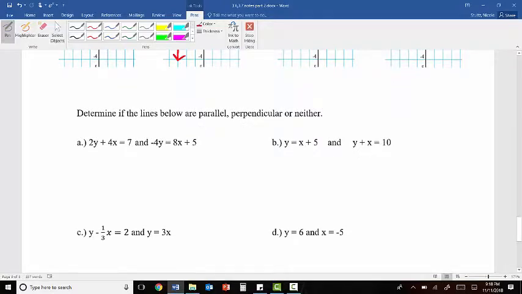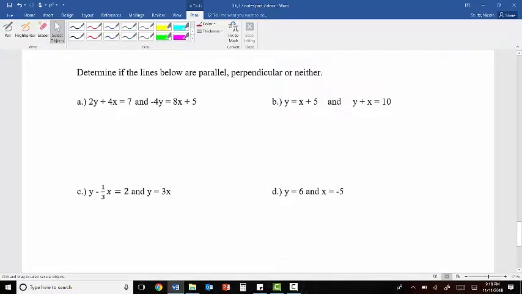All right, and then the last few examples, you have to determine if the lines are parallel, perpendicular, or it could be neither. So really quick for A, B, and C, what I want you to do is pause the video and go through and solve for y in all the problems that need it, and then unpause and see if our answers match up.